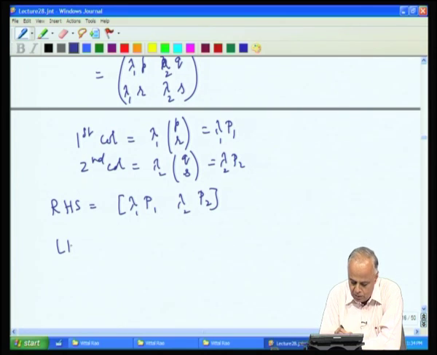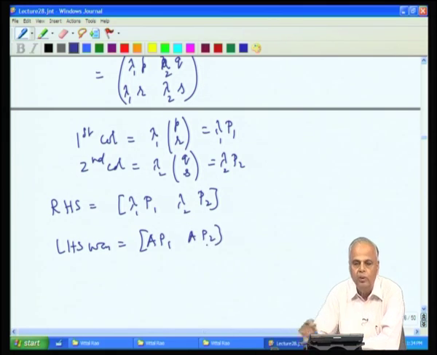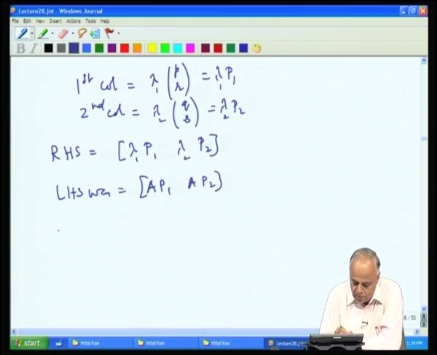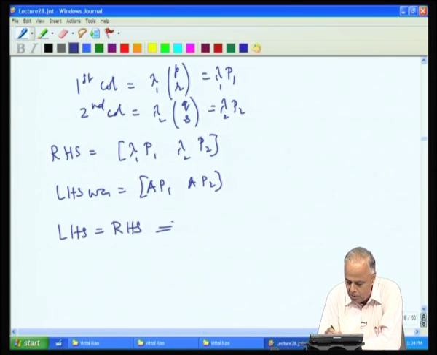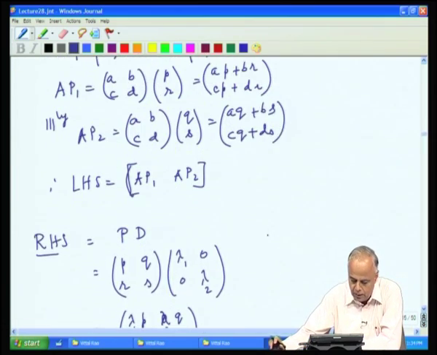Now, LHS was, as we found, AP1 AP2, and therefore, equating the LHS and RHS gives us that the corresponding columns are equal. So, AP1 equals lambda 1 P1, AP2 equals lambda 2 P2. Now, this is what we looked at in the general case.